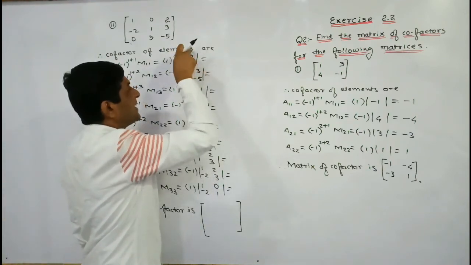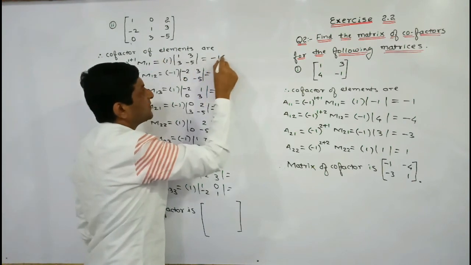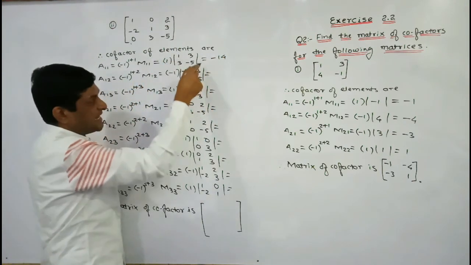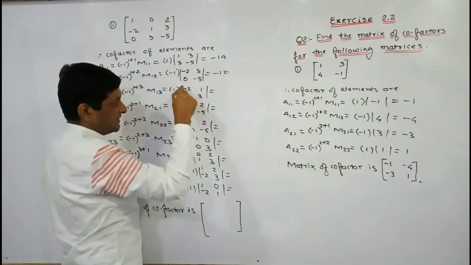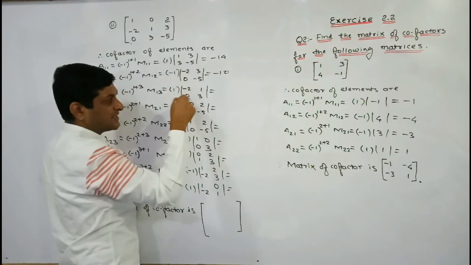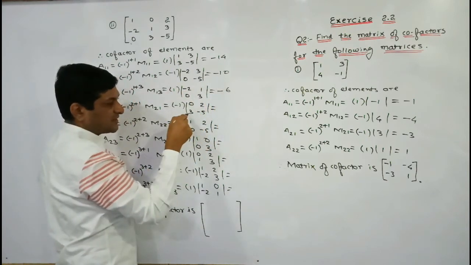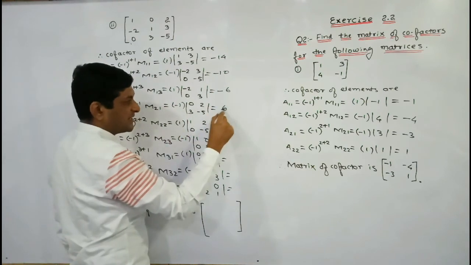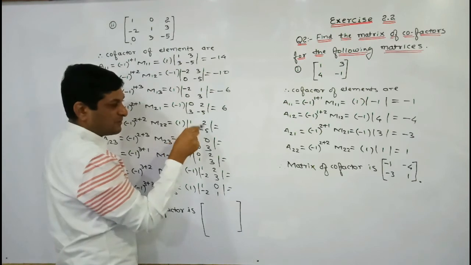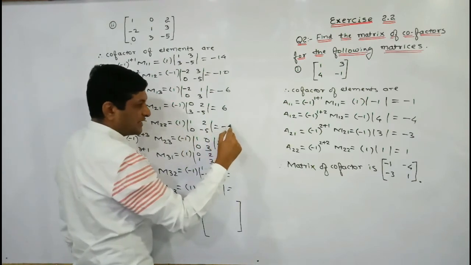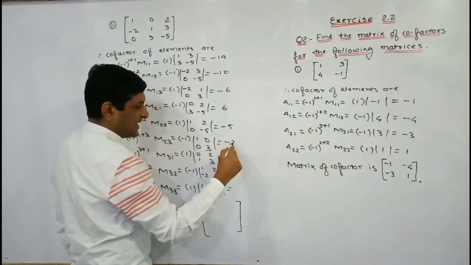So here -5 -9 is -14. -14 into 1 is -14. Value of this determinant, 10 - 0 is 10, and 10 into -1 is -10. Here -6 -0 is -6. -6 into 1 is -6. Here 0 -6 is -6. -6 into -1 is +6. -5 -0 is -5. -5 into 1 is -5. Here 3 -0 is 3. 3 into -1 is -3.